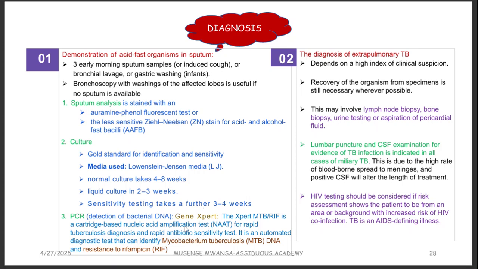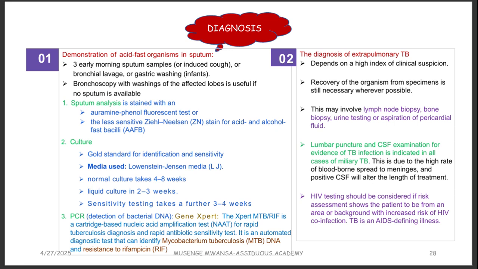So GeneXpert is just a molecular diagnostic test, and the goodness is that it does two things. It will be able to detect the DNA. Please, it doesn't detect the antigen of the bacteria, neither does it detect antibodies to the bacteria. It detects the nucleic acid, because this is a nucleic acid amplification test. So it will detect the DNA or the RNA of the bacteria.